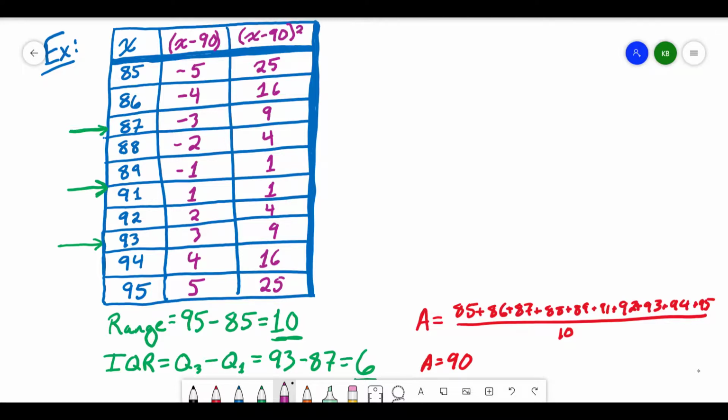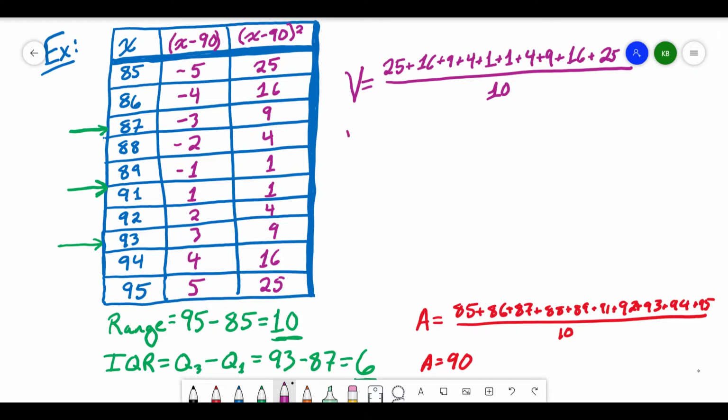So my next step was to take the average of my squared deviations. So that average was going to be my variance. So the average, I find that by taking all of my squared deviations, adding them together, and dividing by 10. And when I do that, I find that my variance is 11. So the average of my squared deviations, or my variance, is 11.